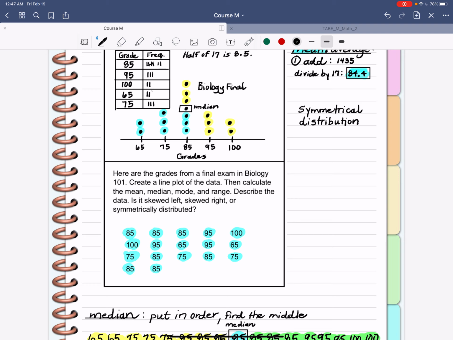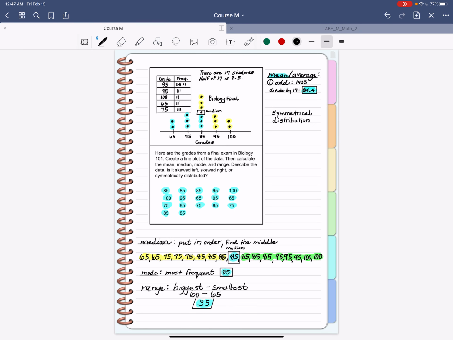Because on that 85 line, it's almost like a mirror image on both sides. The graph is very orderly. It has a nice, even shape. It's an even distribution. And that's going to happen when you have a mean, a median, and a mode that are almost the same. When you see those 3 M's lining up, you can usually see that normal symmetrical distribution.